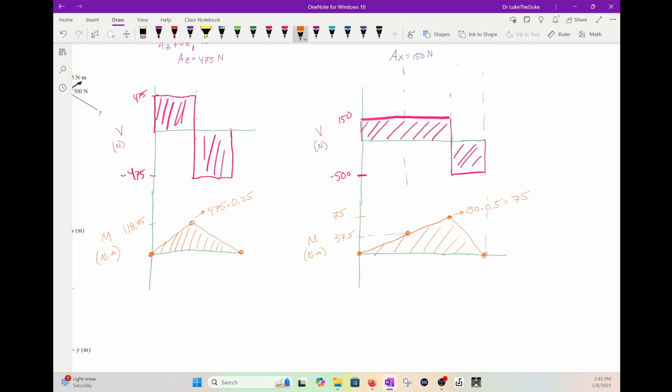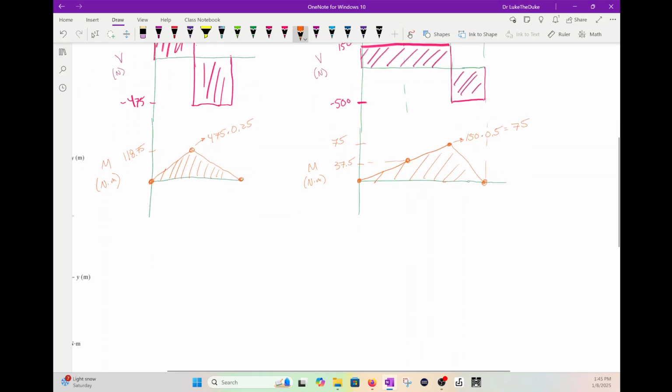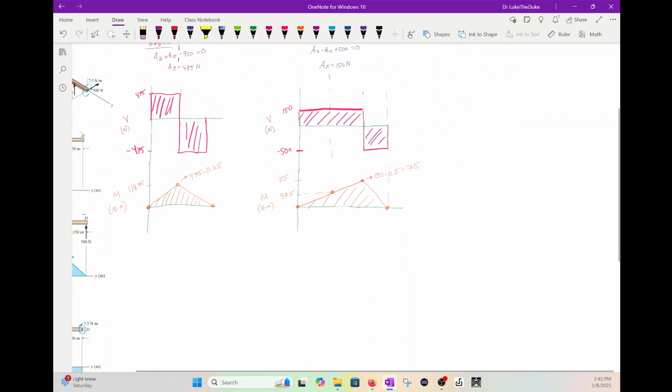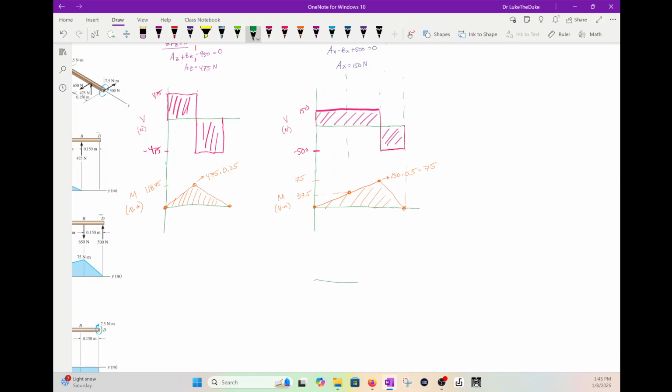Okay, there's our shear and moment diagrams. Let's do a torque diagram. And I'll just do it right here. Actually, you know what? We'll do it right underneath this one. It doesn't matter, just to be consistent.